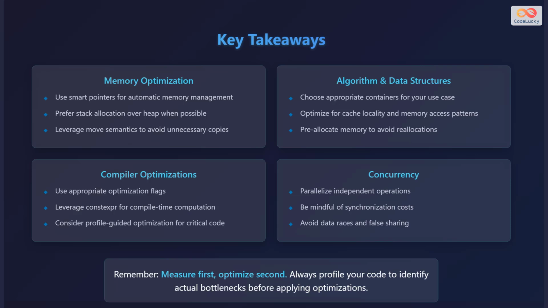In compiler optimizations, use appropriate optimization flags, leverage constexpr for compile-time computation, and consider profile-guided optimization for critical code. Finally, in concurrency, parallelize independent operations, be mindful of synchronization costs, and avoid data races and false sharing. Remember to measure first and optimize second. Always profile your code to identify actual bottlenecks before applying optimizations.